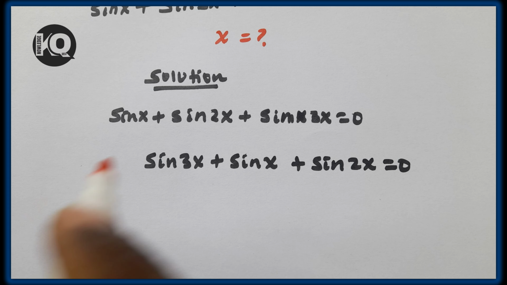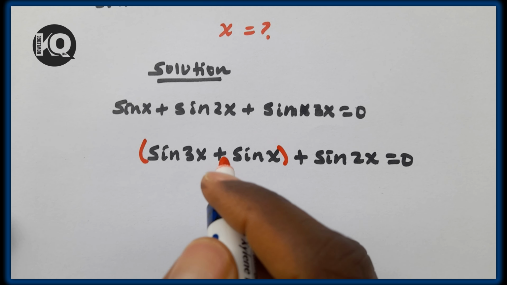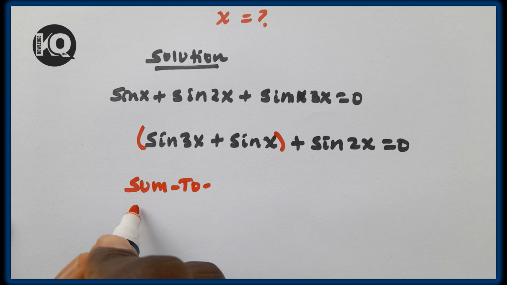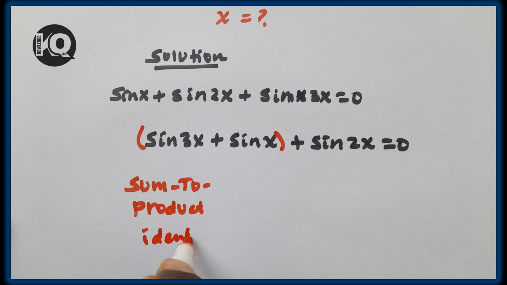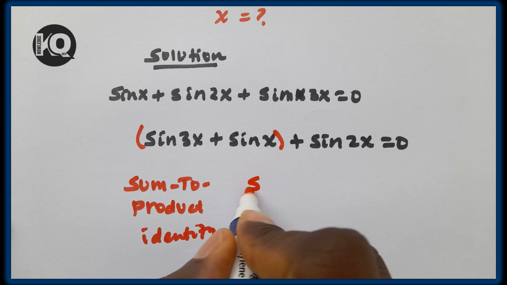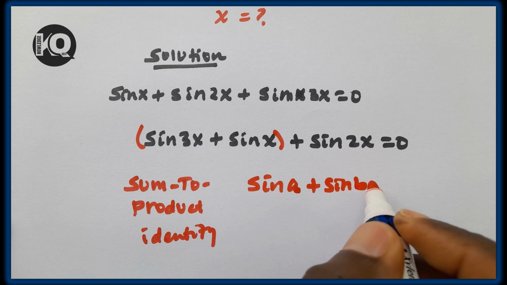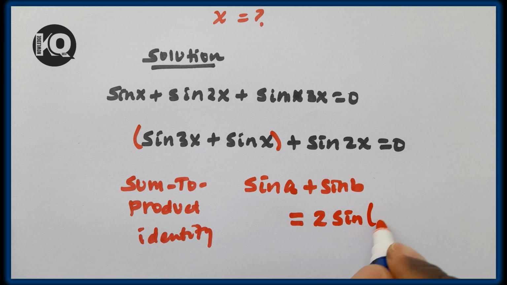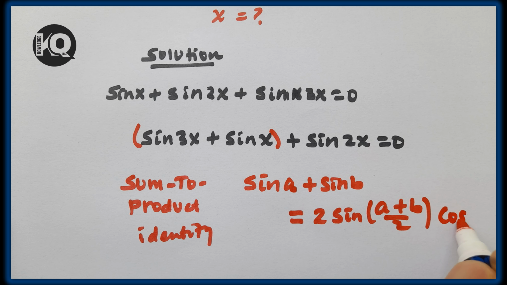So now if we consider only this one, we can apply the sum to product identity, which is that sin of A plus sin B can be written as 2 times sin of A plus B over 2 times cos of A minus B over 2.